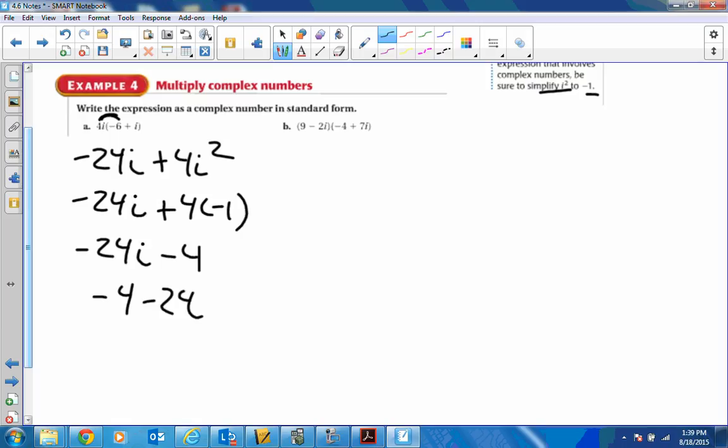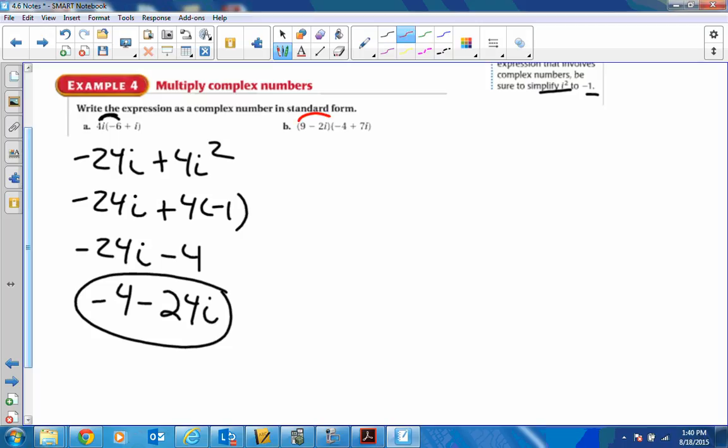And the reason I rewrote it as -4 minus 24i is because they said write it in standard form. And in standard form, the real part goes first, the imaginary part goes second. So make sure you always account for that.